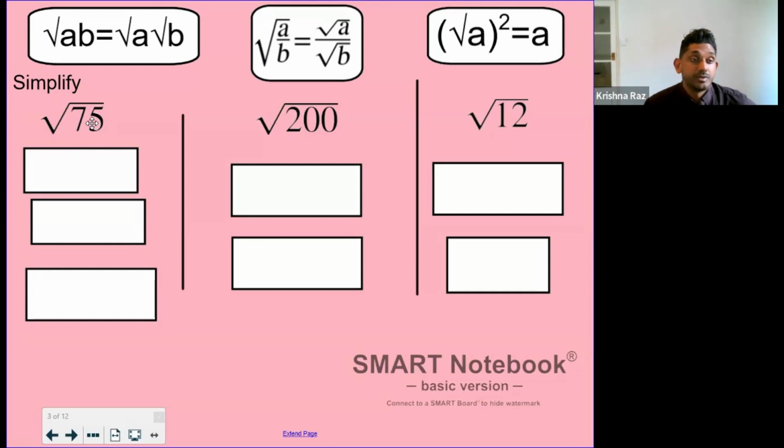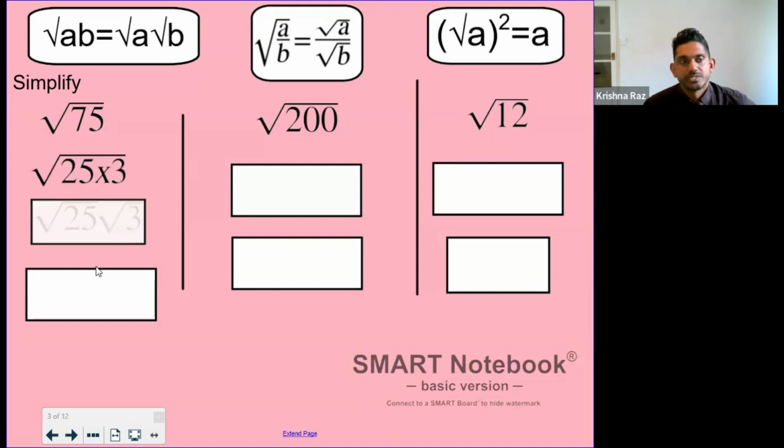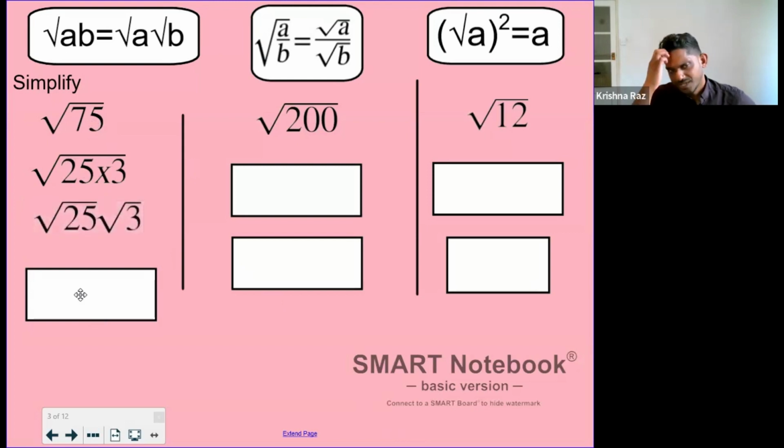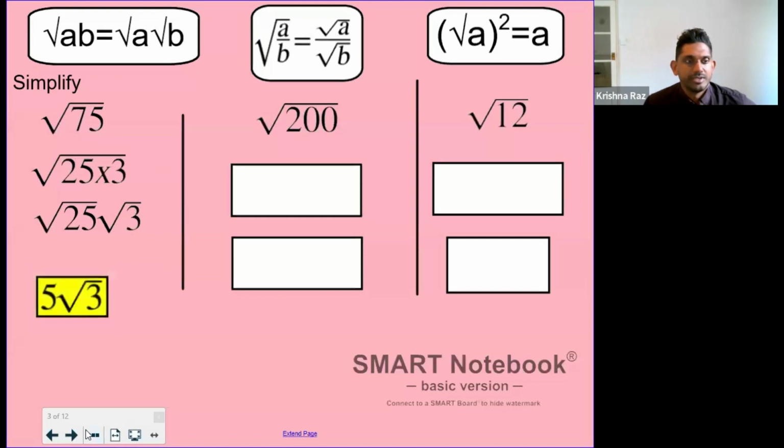So the first thing I'm going to do is break that up as root 25 root 3. So it's the square root of 25 times 3, which is the same as root 25 root 3. And we can simplify root 25, we can't simplify root 3. So we're left with 5 root 3. So it's a lot easier if you can pick a square number as a factor.